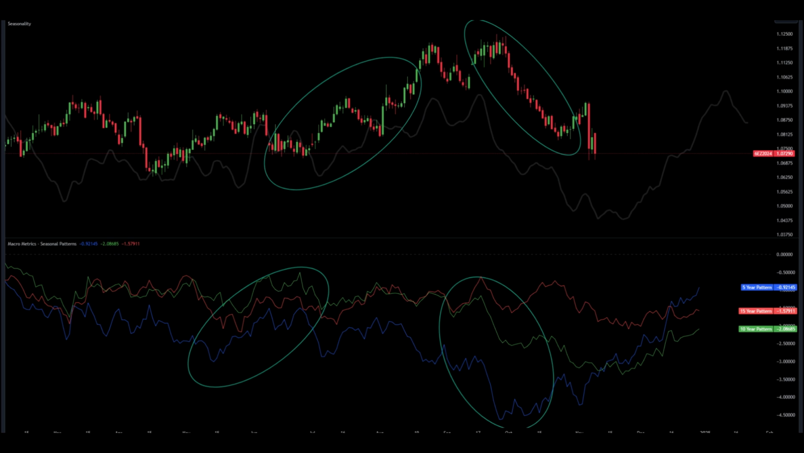Predictive tool: use seasonality to anticipate price movements. If you know that a particular commodity has historically risen during a certain month, you can plan your trading strategies accordingly. Example: gold tends to perform well in the fall months due to traditional end-of-year buying, so traders can anticipate that gold may experience a seasonal rally during this period.